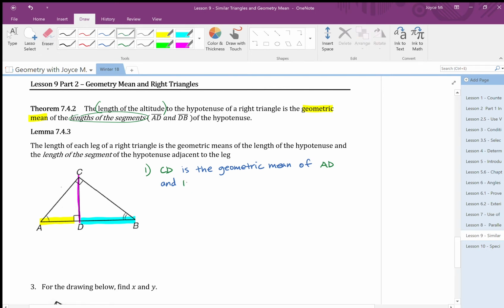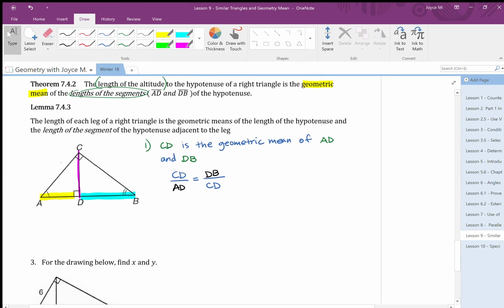Well, what does that mean by geometric mean though? Being the geometric mean tells me you can write a proportion. So CD, I can write it equal over something, equal to something over CD. So CD is the geometric mean. Well, the geometric mean of what? Of AD and DB. So that's one geometric mean equation I could write.